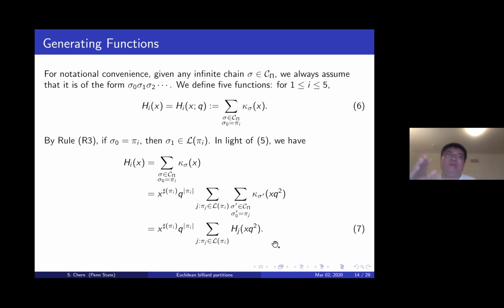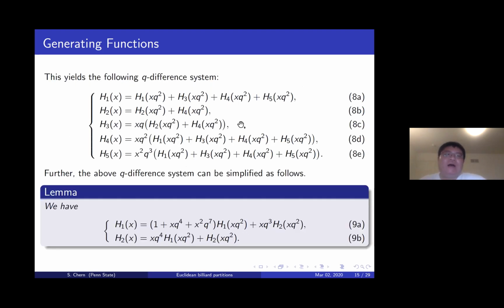And if we substitute i as 1, 2, 3, 4, and 5, then we have the 5 relations. So h1 is just h1 of x q squared plus h3 of x q squared plus h4 plus h5, and etc. So this means that we have this q difference system. And from this q difference system, we can do some substitutions. So we can see that we can write h4 in terms of h1, h5 in terms of h1, and we can also write h3 in terms of h2. So this means that we actually have a q difference system for h1 and h2 as follows.